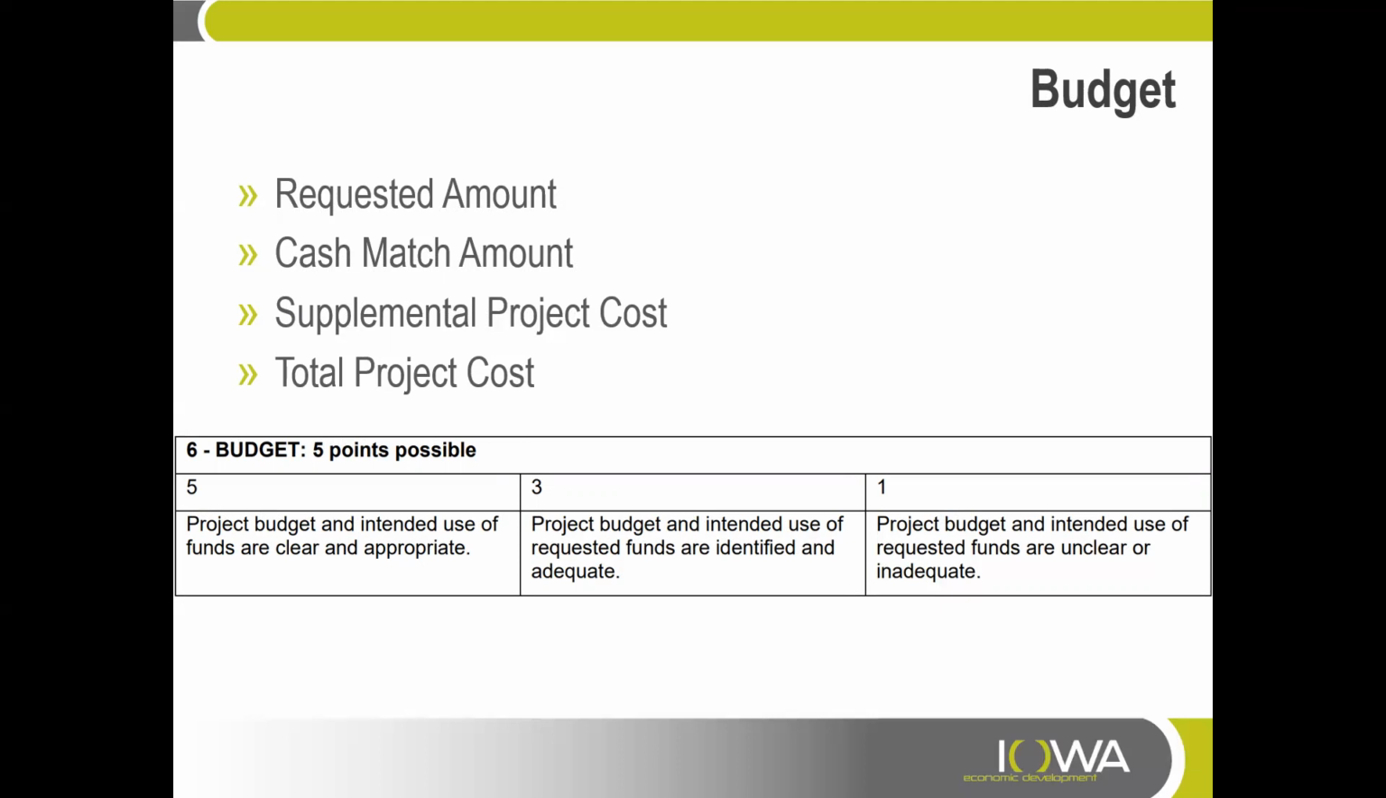Cash match is 5,000. If you have additional match that you are planning to be part of implementation, you are welcome to put that there, but the minimum is 5,000. Supplemental project cost, that's anything that is either outside the contract period, so it would not count towards match or grant, or anything in kind can be put there. If you don't have any, you can put 0, and then the total is just the sum of the 3.